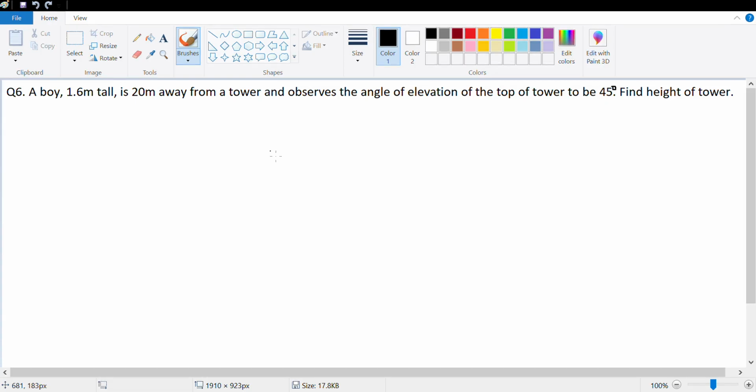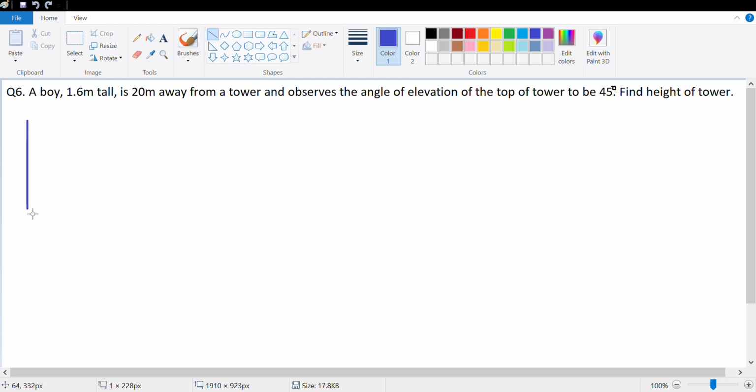Hi guys, let's look at the next question. Next question is question number 6. Question number 6 says a boy 1.6 meter tall is 20 meter away from a tower. So there's a boy who's 20 meter away from a tower and the height of the boy is given.